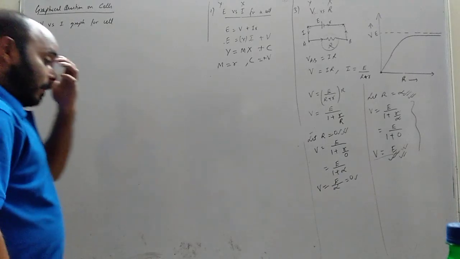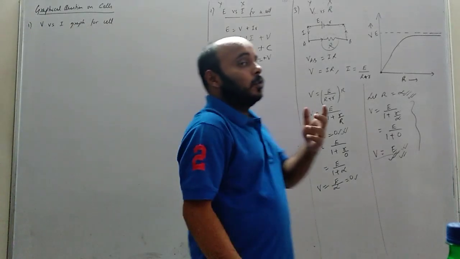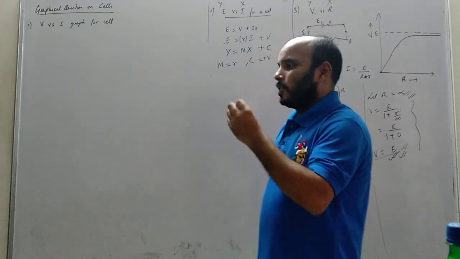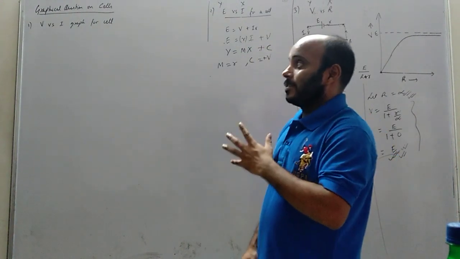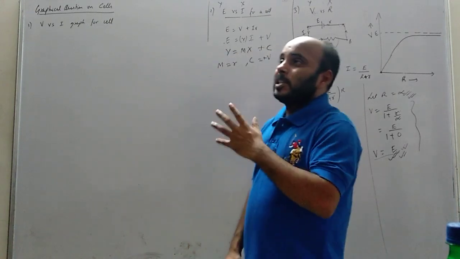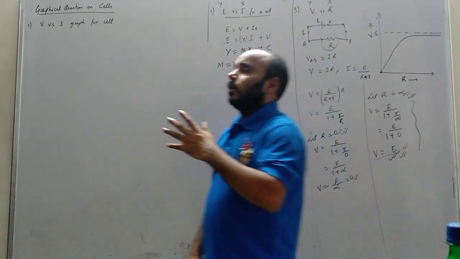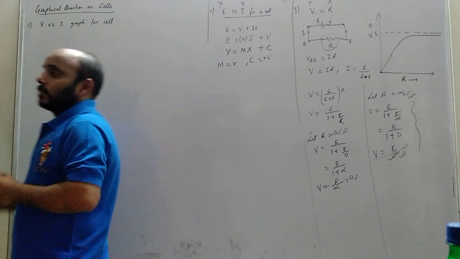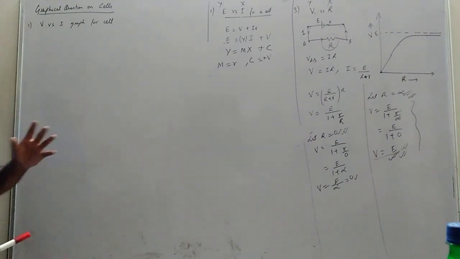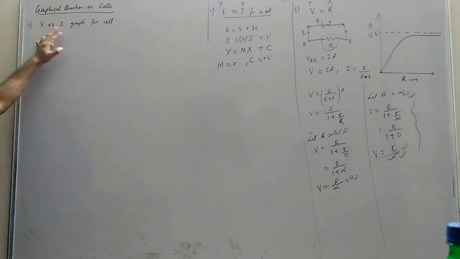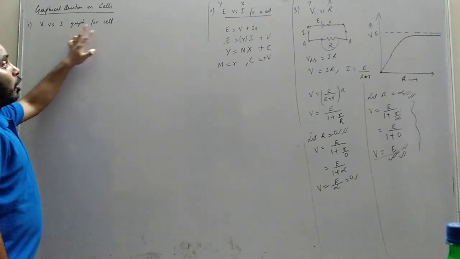Hello students, welcome back. In this video, we will deal with some special graphical questions on cells. Okay, page number 14. Go to page number 14. Go to this topic: graphical questions on cells. We need to plot a graph of V versus I, potential difference across the cell versus I for a cell.